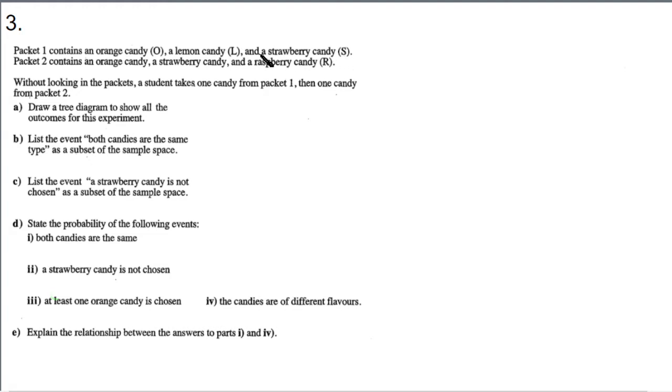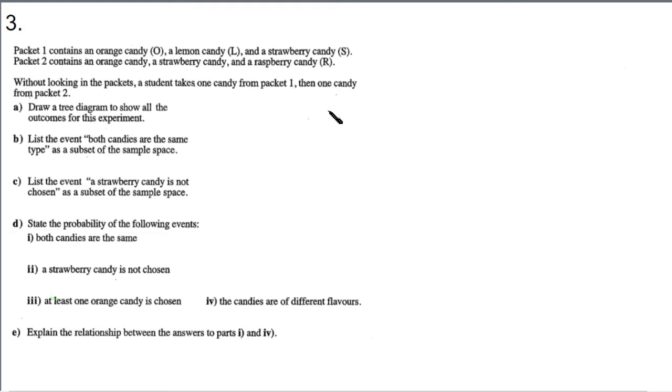In packet 2, we have an orange candy, a strawberry candy, and a raspberry candy, which is going to be represented by the letter R. Without looking at the packets, a student takes one candy from packet 1, then one candy from packet 2. In A, draw a tree diagram to show all the outcomes for this experiment.